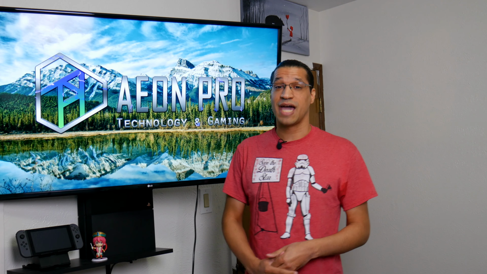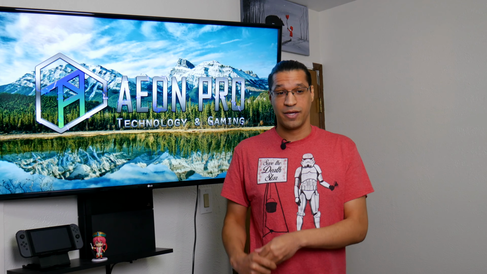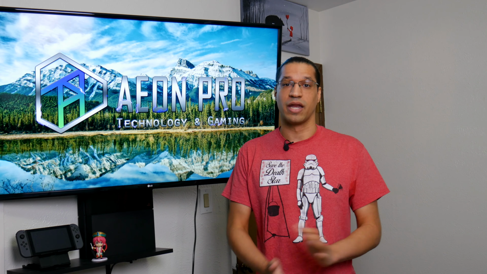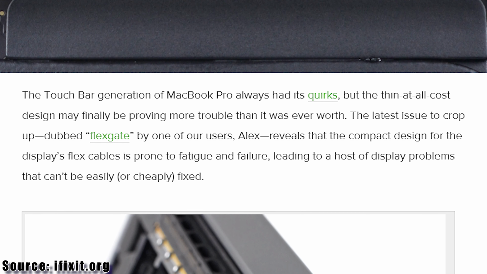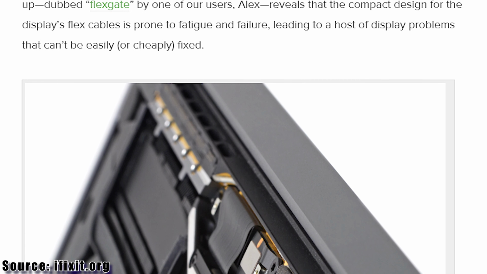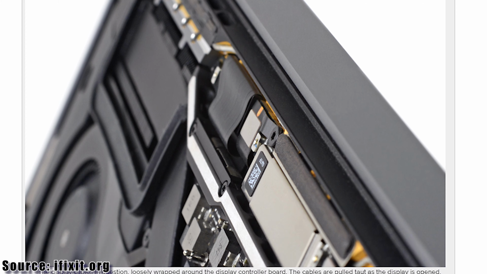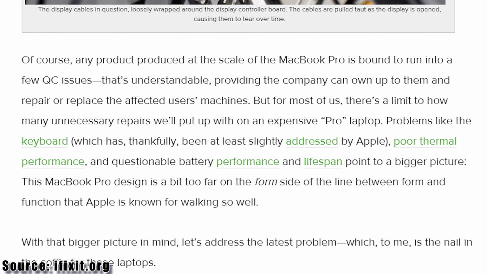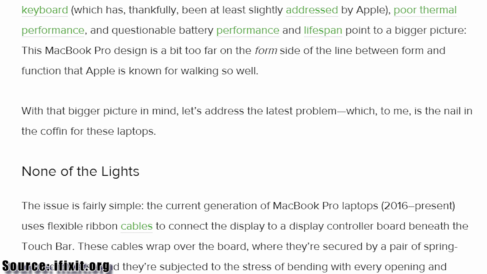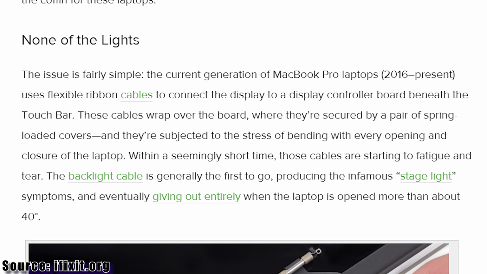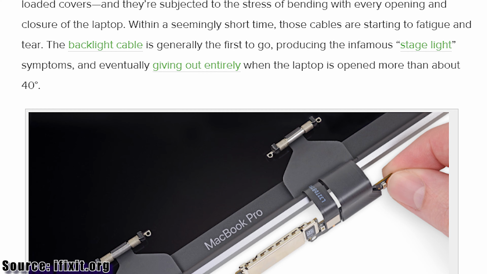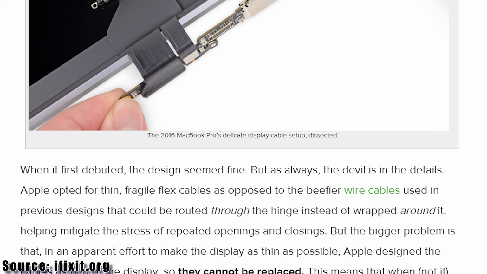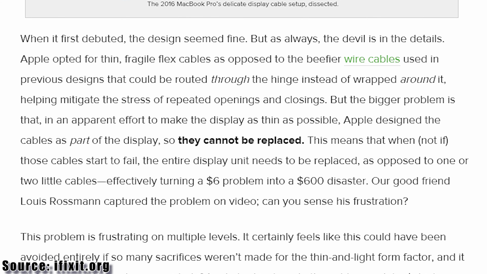Next up on our list, we have to talk about Flexgate, because everything is a gate these days. You can't just have something happen. Turns out 2016 MacBook Pros are having a little bit of a problem with the lighting from the bottom of the screen. What it is that the ribbon cable that connects the display to the computer itself was made extremely flexible, and they had to do this in order to make it all fit inside the incredibly small form factor of the MacBook Pro. Unfortunately, it's so thin and so flexible that it's actually degraded.